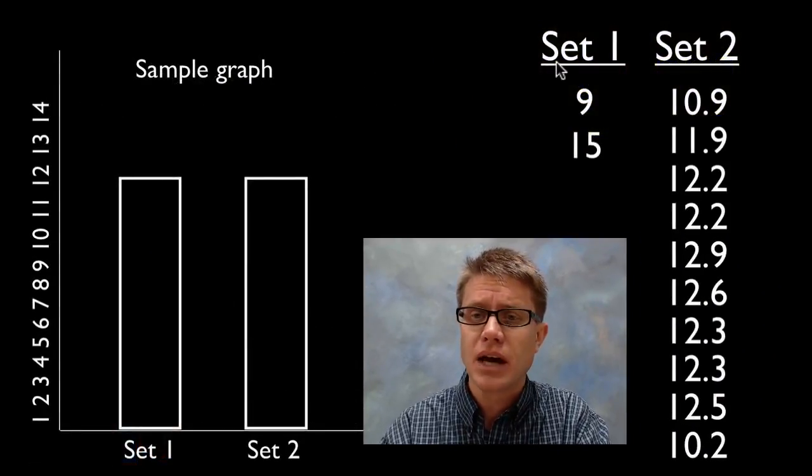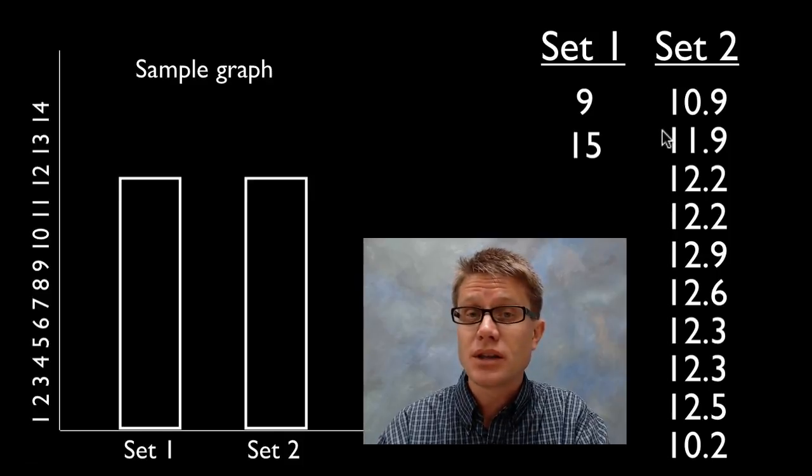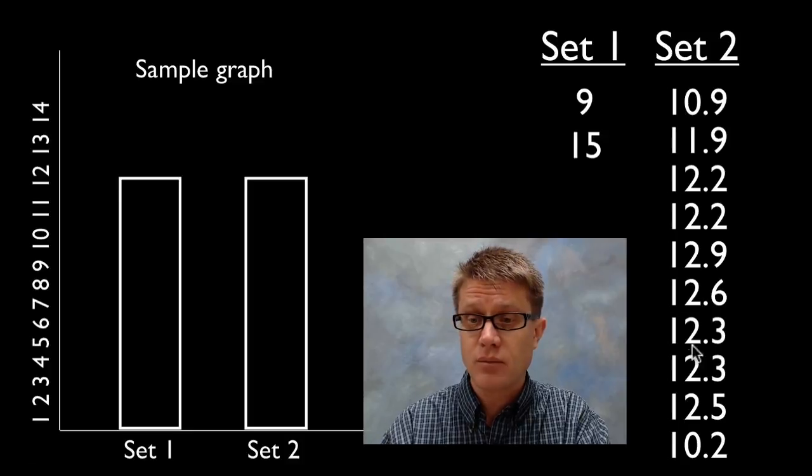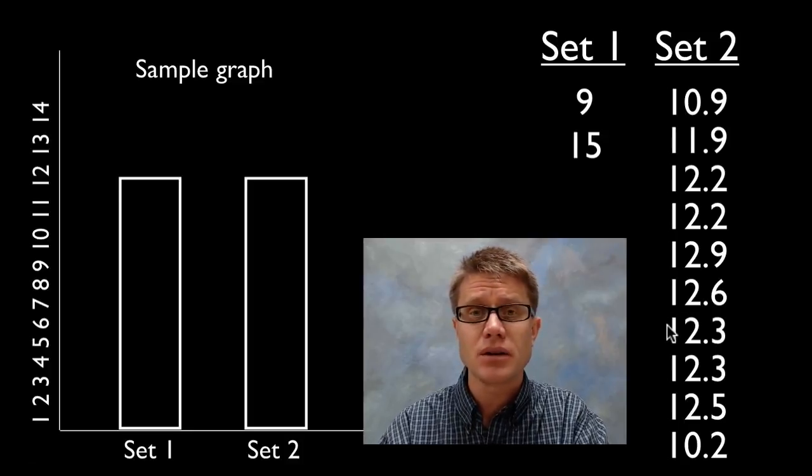So let's say I collect two data sets. This is data set 1 and this is data set 2. If you were to look at the data, you would say, well, this one over here seems to show more precision. It's going to have more data, and it doesn't seem to be spread out as much.